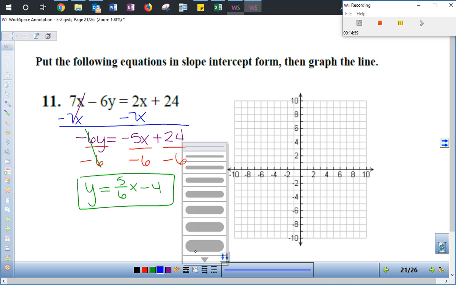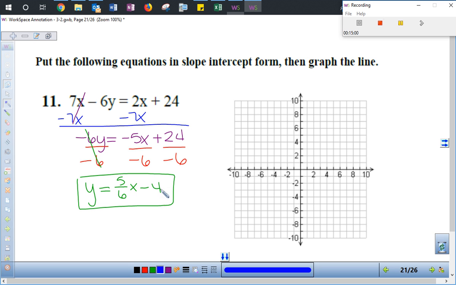Now to graph this guy, I want to start at my y-intercept, which is negative 4, and I'm going to go up 5, to the right 6. So up 5, to the right 6, up 5, and I can't go to the right 6 anymore, so I'm going to go back to my original point, and this time I'm going to go down 5 to the left 6. And notice I can't go down 5 anymore either.